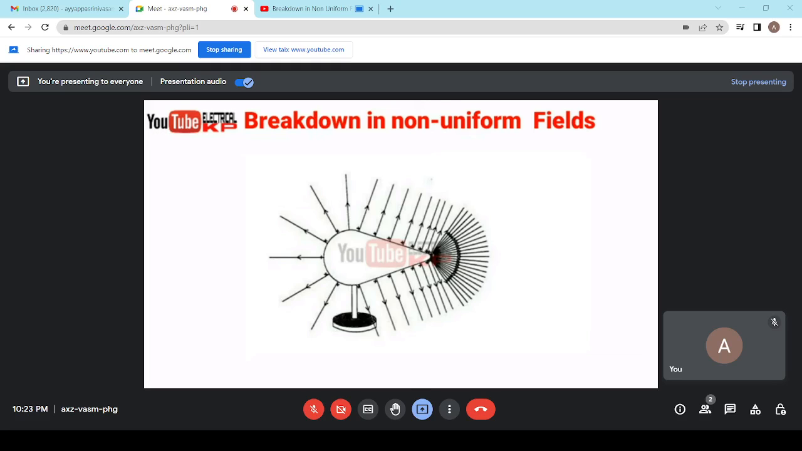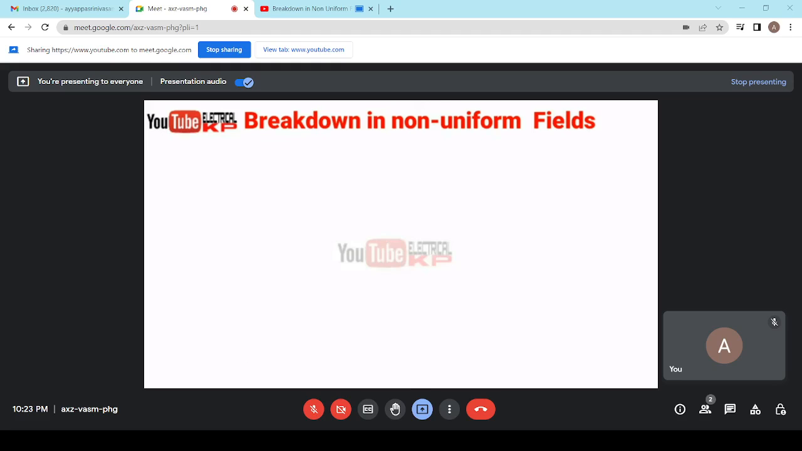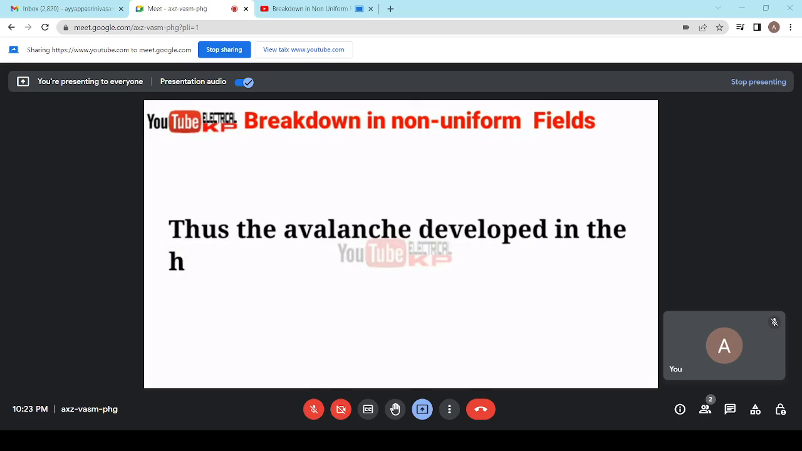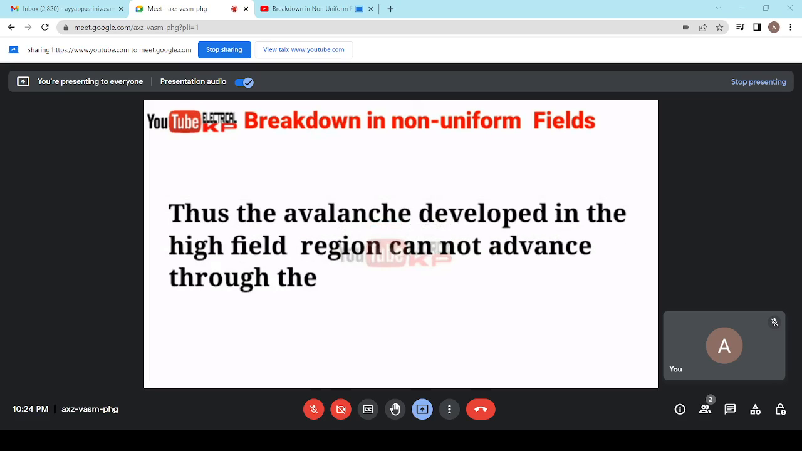As alpha, the first ionization coefficient, is non-constant in non-uniform fields, the avalanche advance is also not constant. That may be considered a failure of Townsend theory, and it fails to explain the partial discharge.